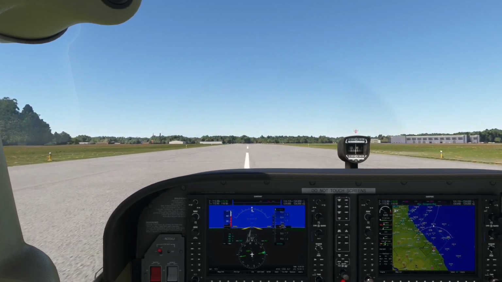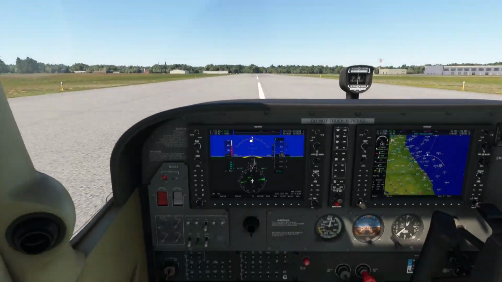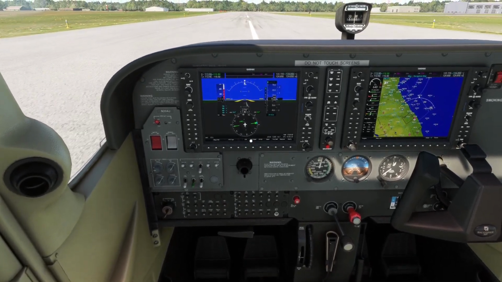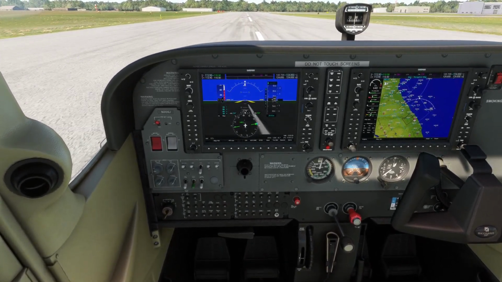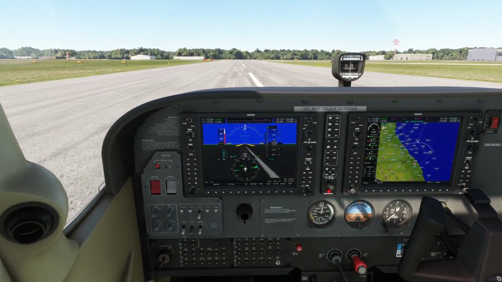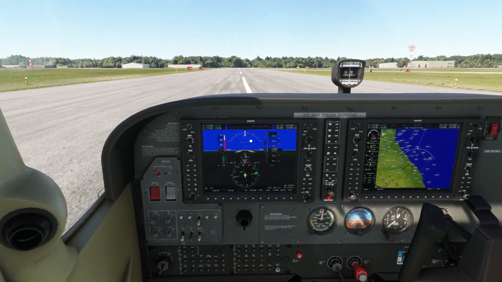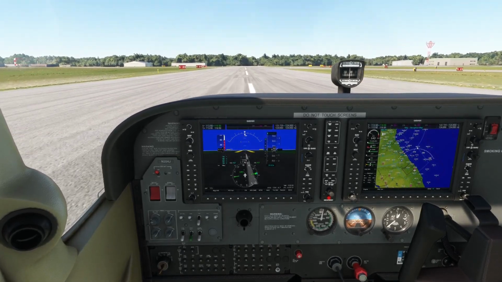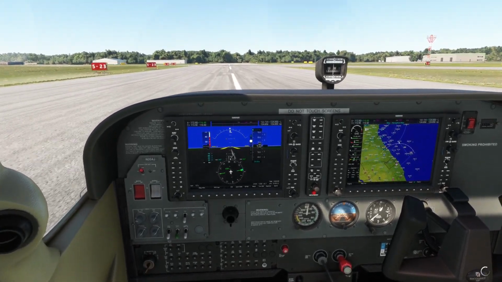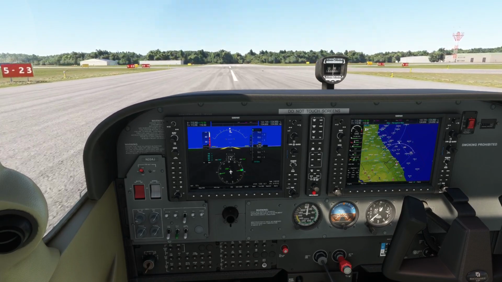So, you know, if I was doing a touch and go, I would have done this and I would have already immediately throttled up completely. I would have had to adjust my flaps again, because at this point I've got the flaps all the way set for landing. But at this point we're just doing the final roll, and we'll get ourselves where we need to.